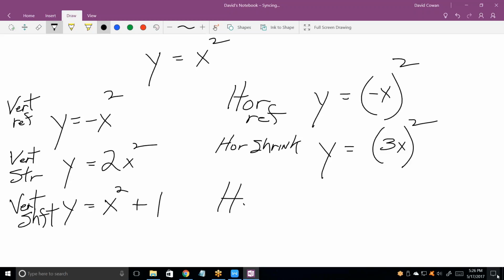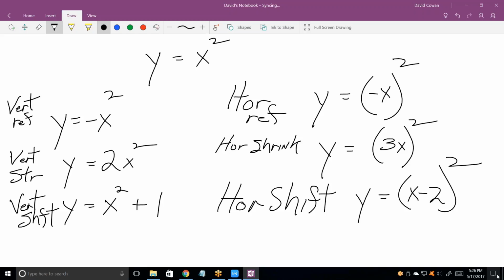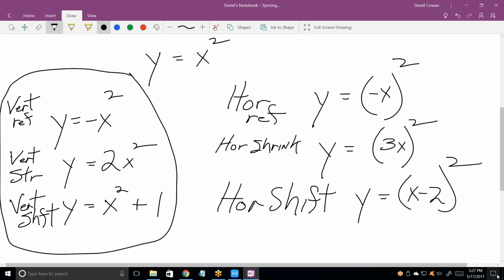And finally, the last and only thing you can do is a horizontal shift, which again is inside the function. All my horizontal things are inside the function, all my vertical things are outside the function. So that's all you really have to remember. You really only have to remember 3 things, not 6. Each of these 3 things are outside the function, therefore they're vertical. Each of these 3 things are inside the function, therefore they're horizontal.